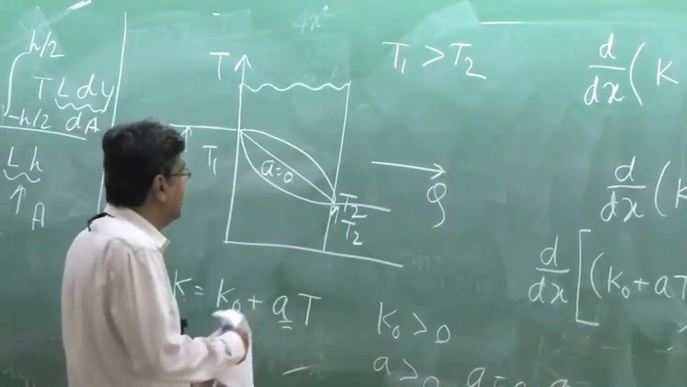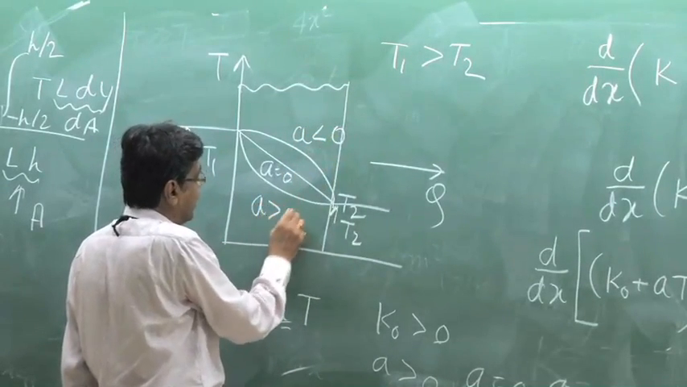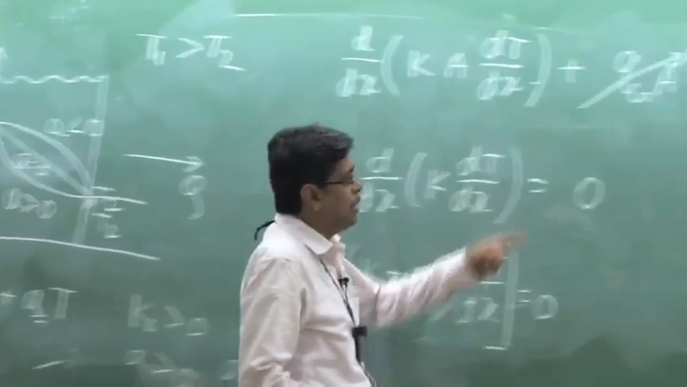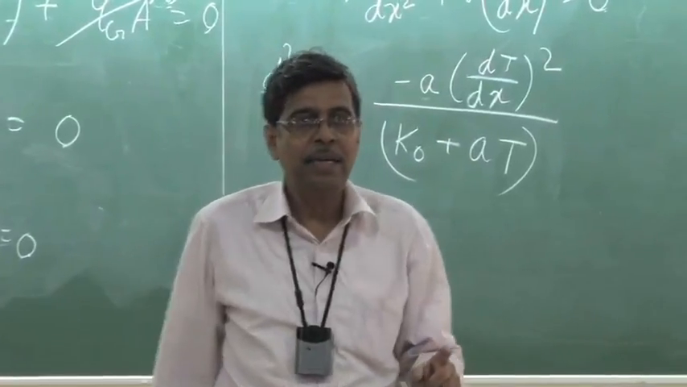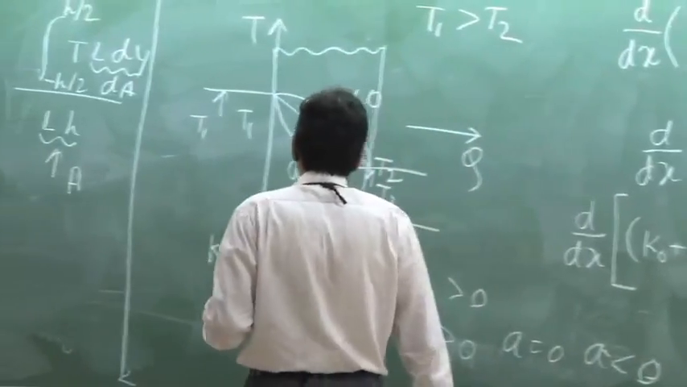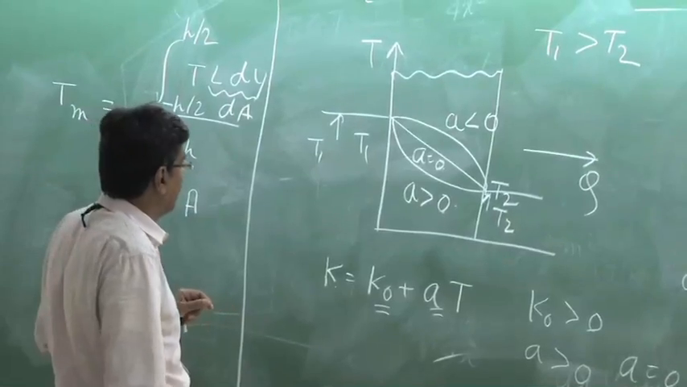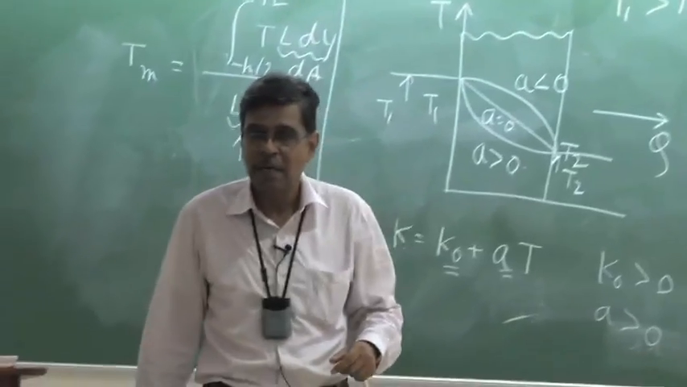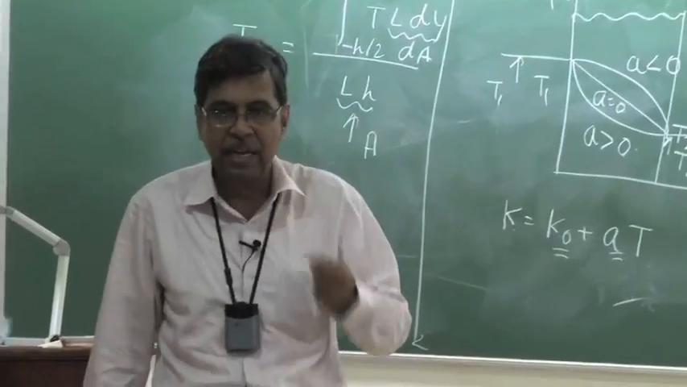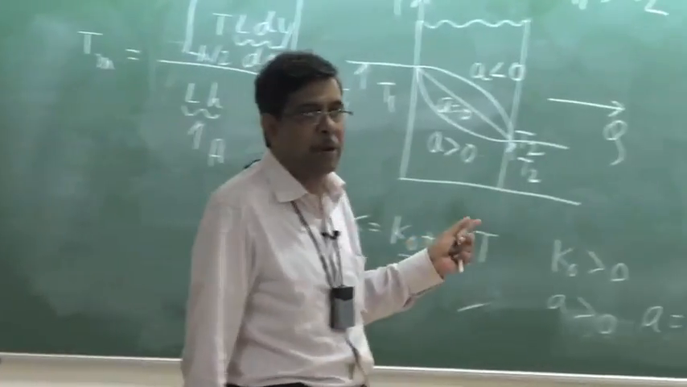That means this curve dT dx is decreasing, and this is for a greater than 0. When a is less than 0, d square T dx square is positive, which means dT dx is increasing. So for a greater than 0, d square T dx square is negative. That means the slope is decreasing. Clear? Okay? Clear? Any problem?